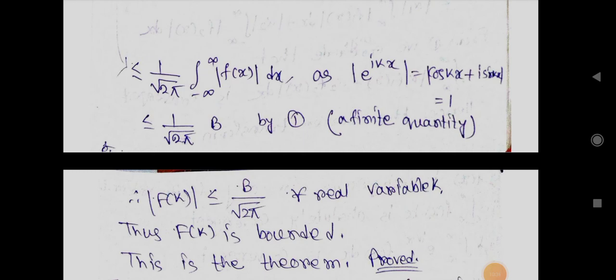as |e to the power ikx| equals |cos kx plus i sin kx| equals 1, less than or equal to 1 by root over 2 pi times B by 1, that is |F(k)| less than or equal to capital B by root over 2 pi for all real variable k. Thus F(k) is bounded and then the theorem is proved.